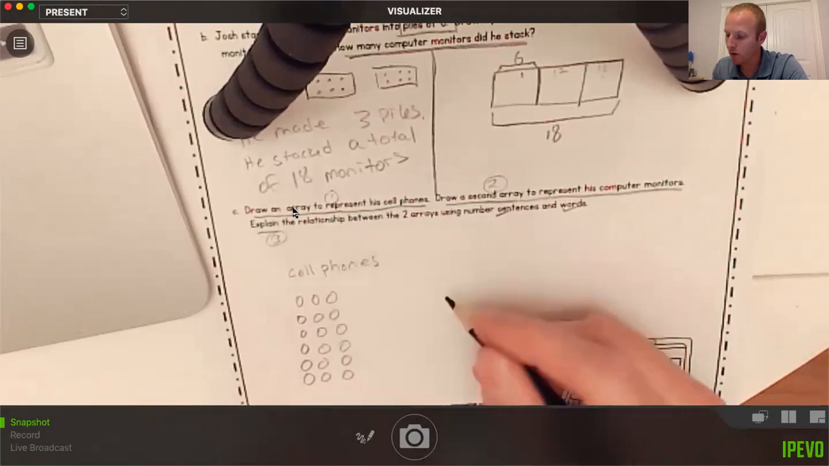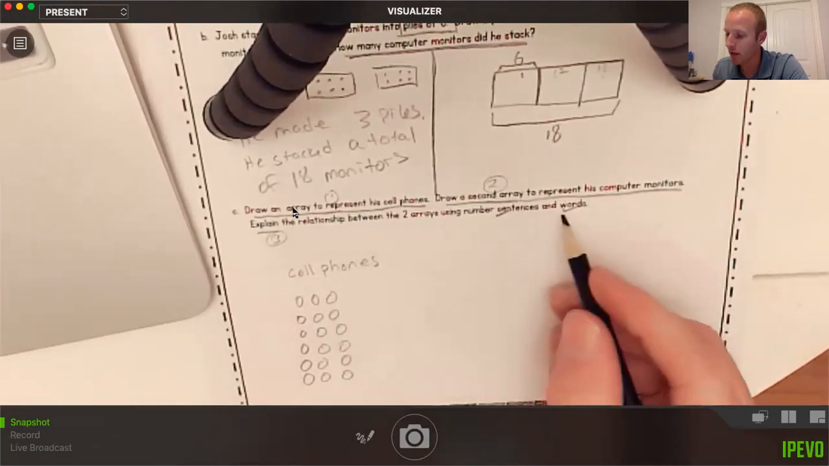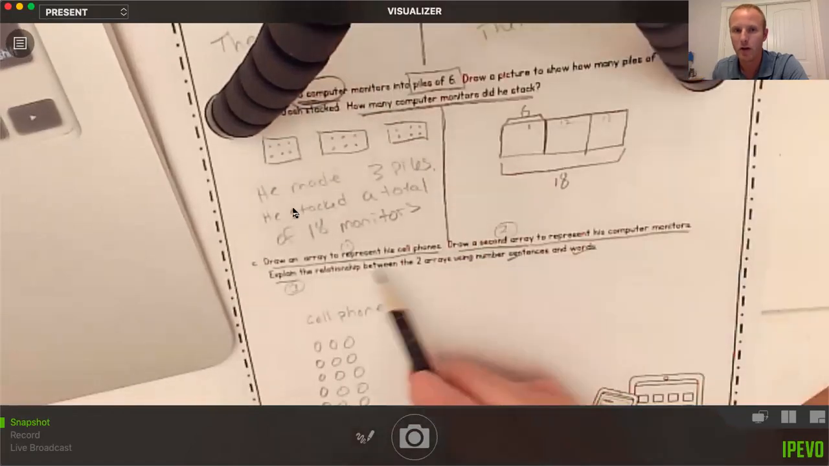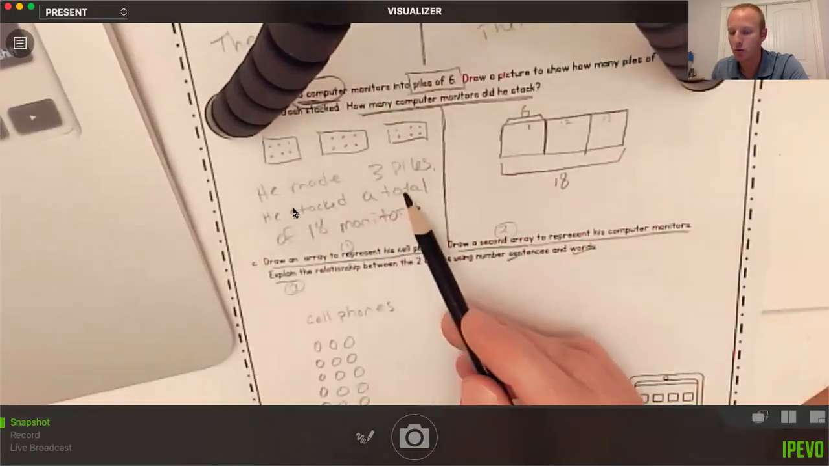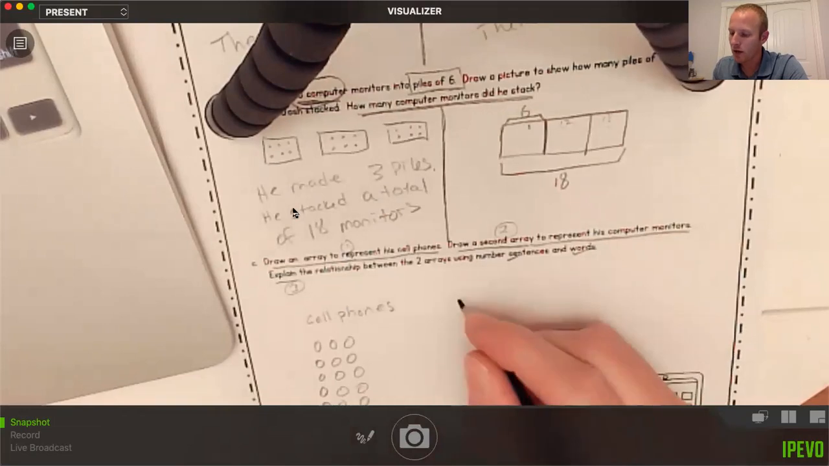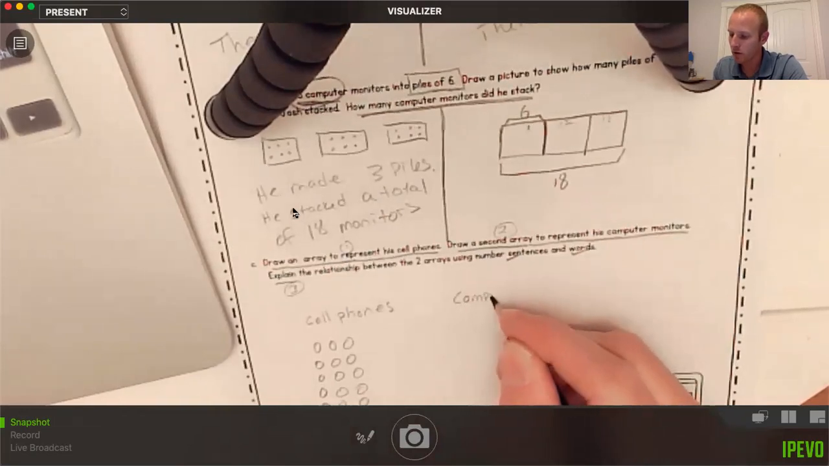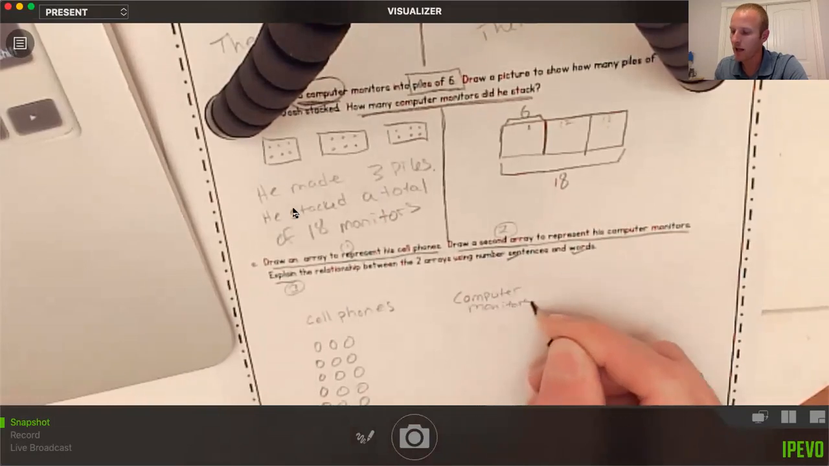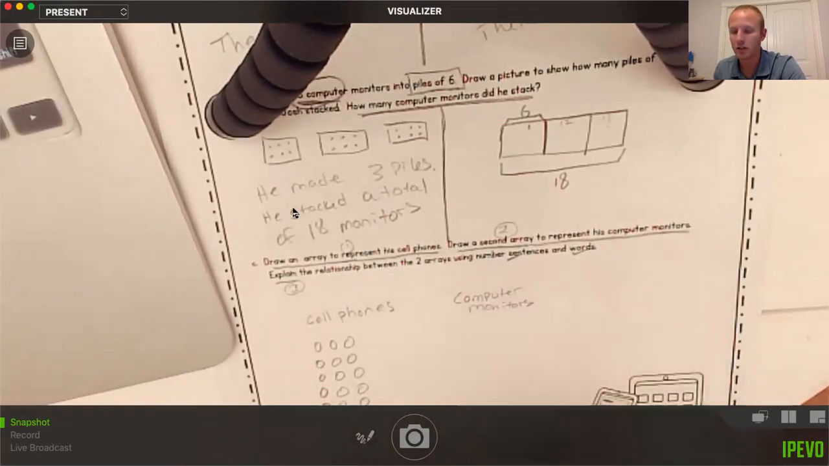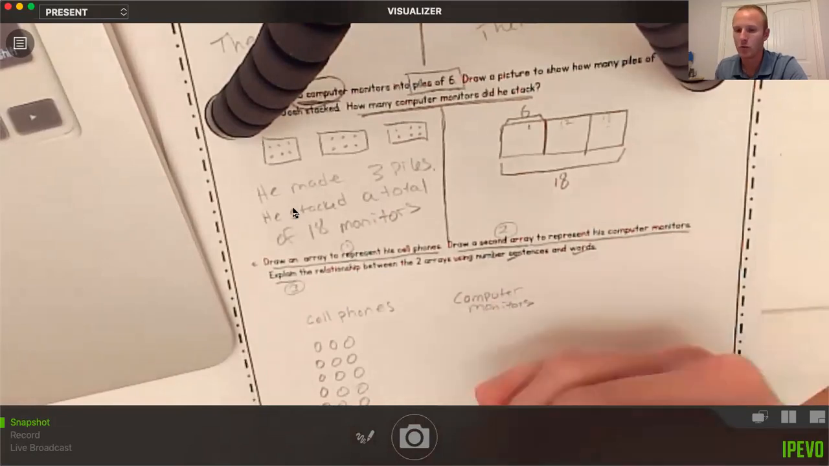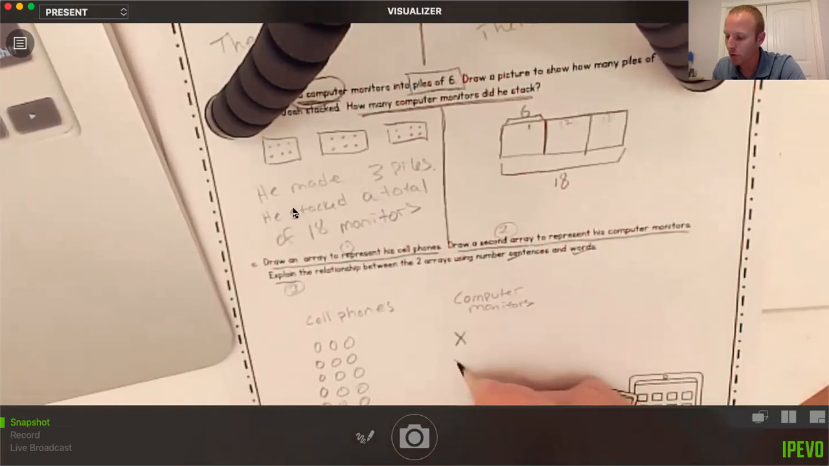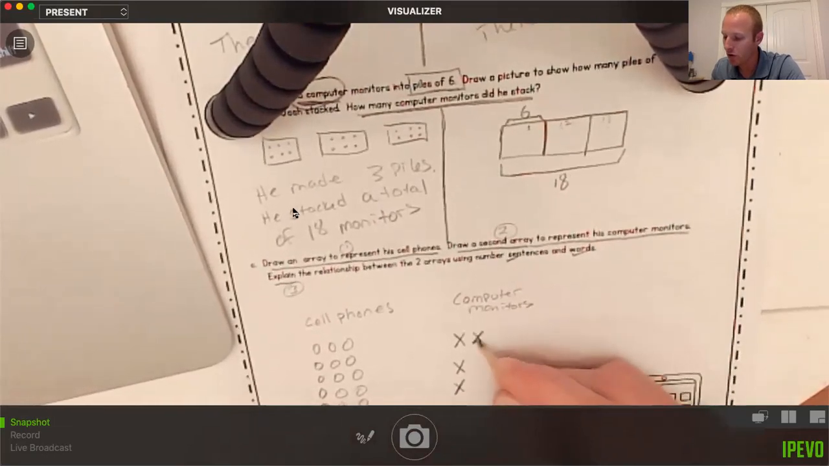That's step 1. Step 2 is to draw a second array that represents his computer monitors. Well, again, let's take a look up here, and that was 3 groups of 6. So that's slightly different. Computer monitors. That's different because he still has 18, but he's organizing them in a different way. And we always do the number of groups as the number of rows. So he had, in this case, 3 groups with 6 in each.